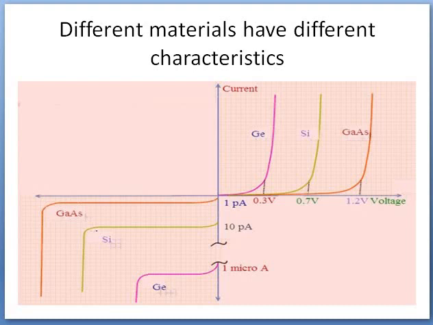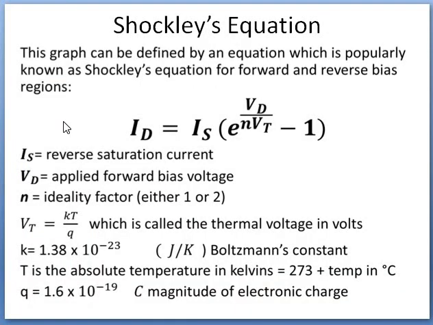But before that, let's just have a quick look at the mathematical equation which defines this graph. Every graph must have some maths associated with it. So this is a popular equation which is known as Shockley's equation. It defines the graph. This is the current ID, the forward current, and this is the reverse saturation current IS. This VD is the applied forward bias voltage.